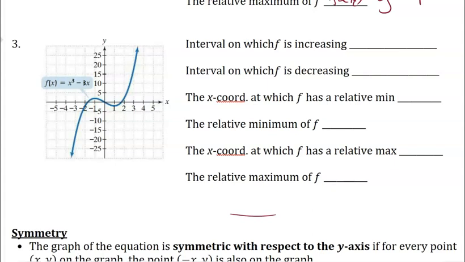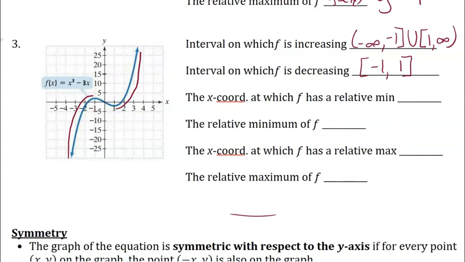So here I can see the function increases, decreases, increases. So I'm going to say increasing from negative infinity to negative 1, union positive 1 to infinity, because that's this interval and then this interval. So then it is decreasing on the interval from -1 to 1. Again, open or closed, I don't care.